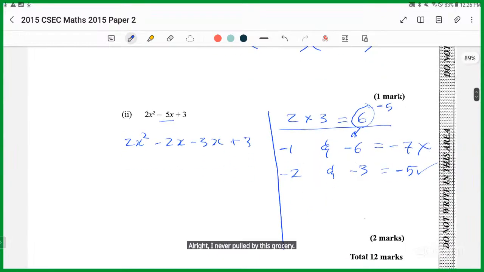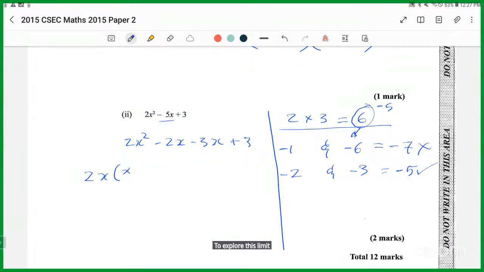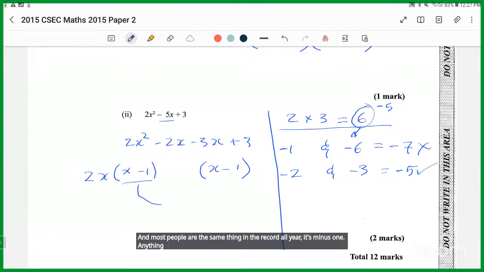Put a line down here. And now we're going to take out the highest common factor in the first 2 terms. It's 2x. 2x out of this leaves an x, and 2x out of this leaves a -1. You must put back the same thing in the bracket over here: x minus 1. Anything that's in the bracket here, put it back in there. You must have the same thing in the bracket.